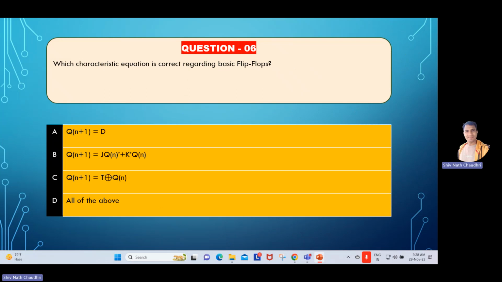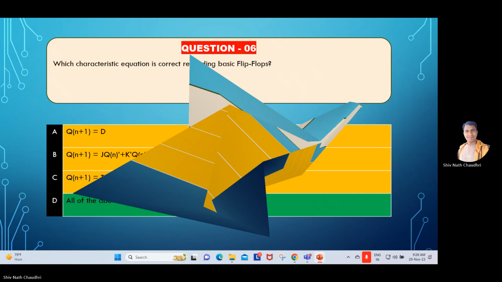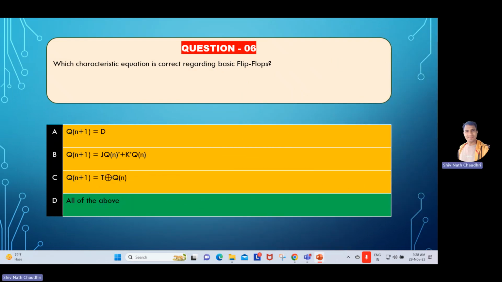The sixth question: which characteristic equation is correct regarding basic flip-flops? In option A, the characteristic equation of the D flip-flop is given. In B, the characteristic equation of the JK flip-flop is given. In C, the characteristic equation of the T flip-flop is given. If you think all these 3 are right, then option D is correct. If two are wrong, then only one should be correct. The answer for this question is all of the above, meaning all characteristic equations are right for the D flip-flop, JK flip-flop, and T flip-flop.